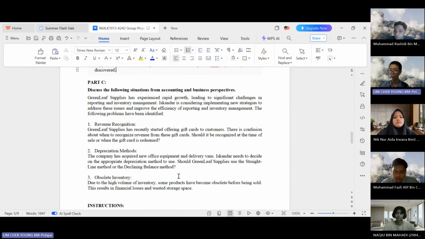Now let us proceed to part C. The first issue is about revenue recognition for gift cards. From an accounting perspective, revenue should only be recognized when it is earned. That is, when the gift card is redeemed, not when it is sold. Recognizing it at the time of sale would misstate income and violate the matching principle.